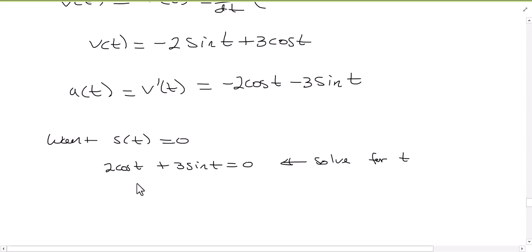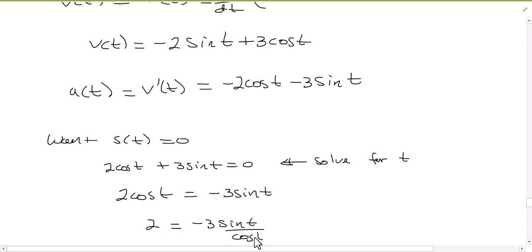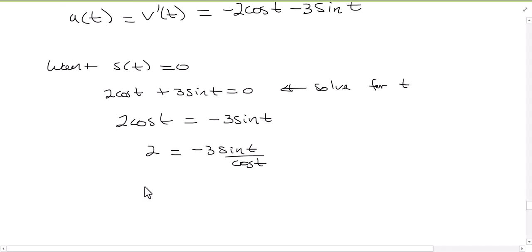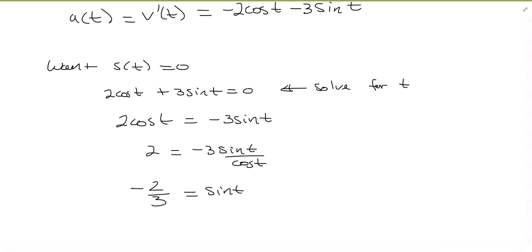So I'm going to leave the 3 sine t over here and move the cosine over. Or actually, let's leave the cosine here and move the sine over. So 2 cosine t equals negative 3 sine t. And what I want to do is get a tangent in here. So divide both sides by cosine t. So I'll have 2 equals negative 3 sine t over cosine t. So there's my tangent. And divide by negative 3. So I'm going to have minus 2/3 equals sine over cosine, which is really tangent.